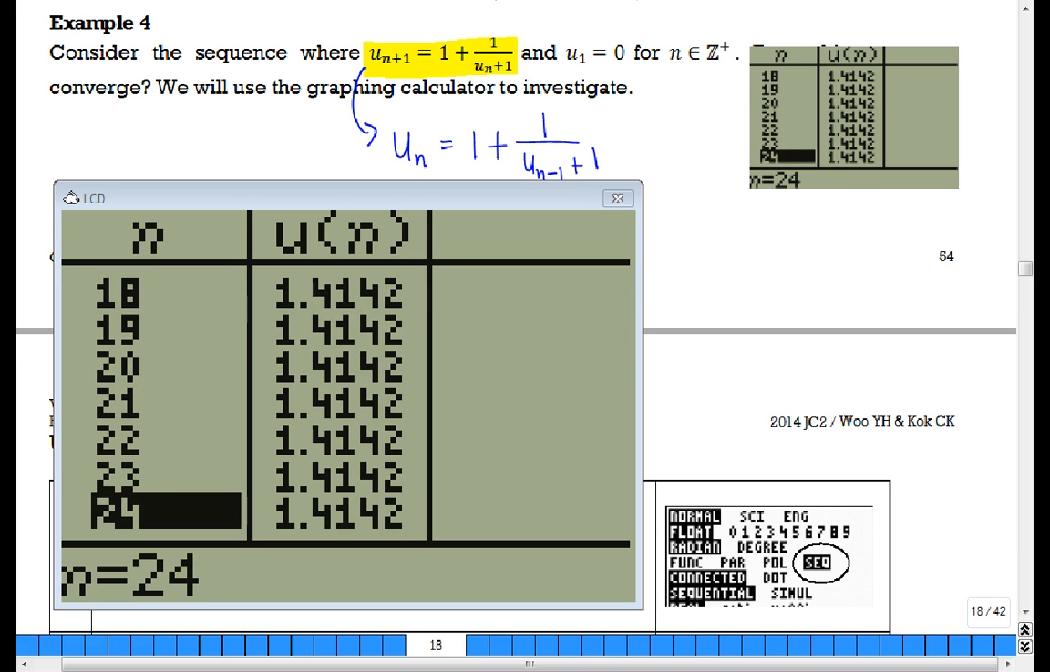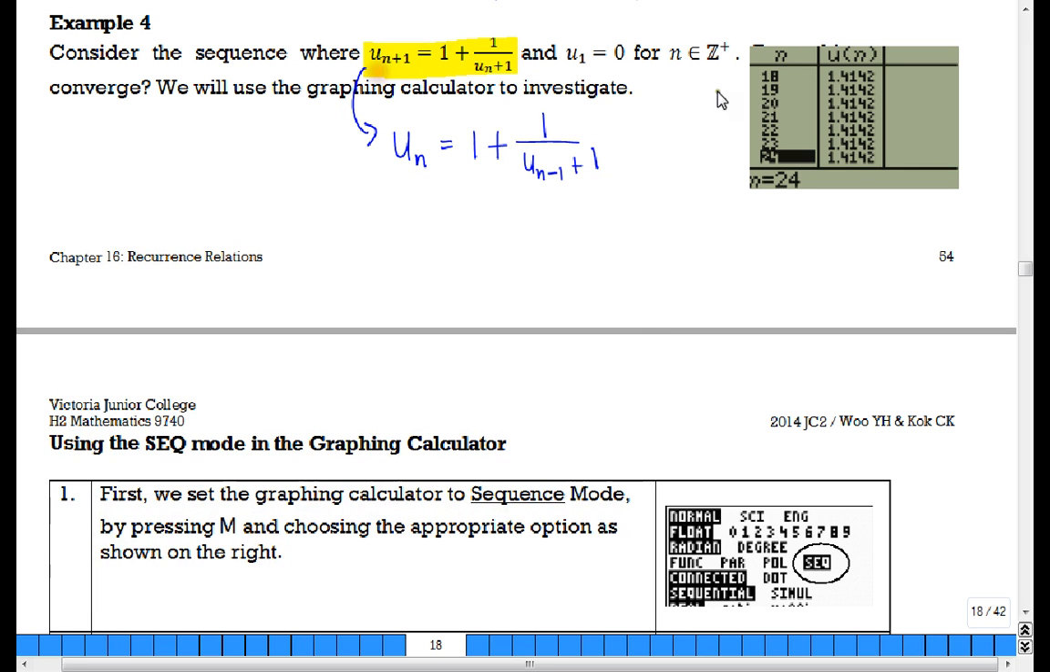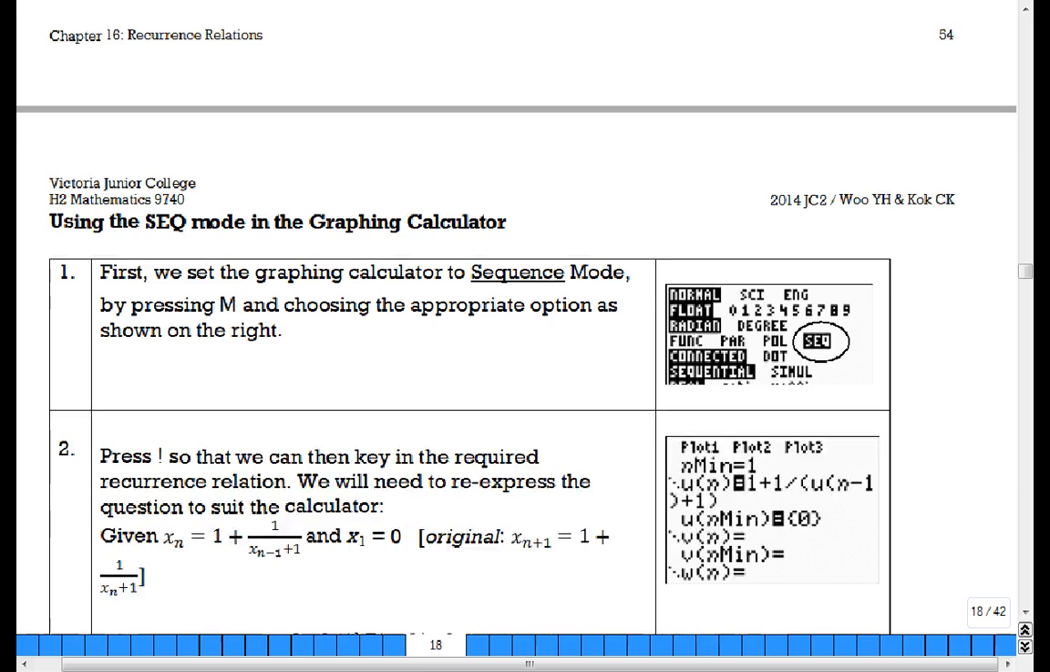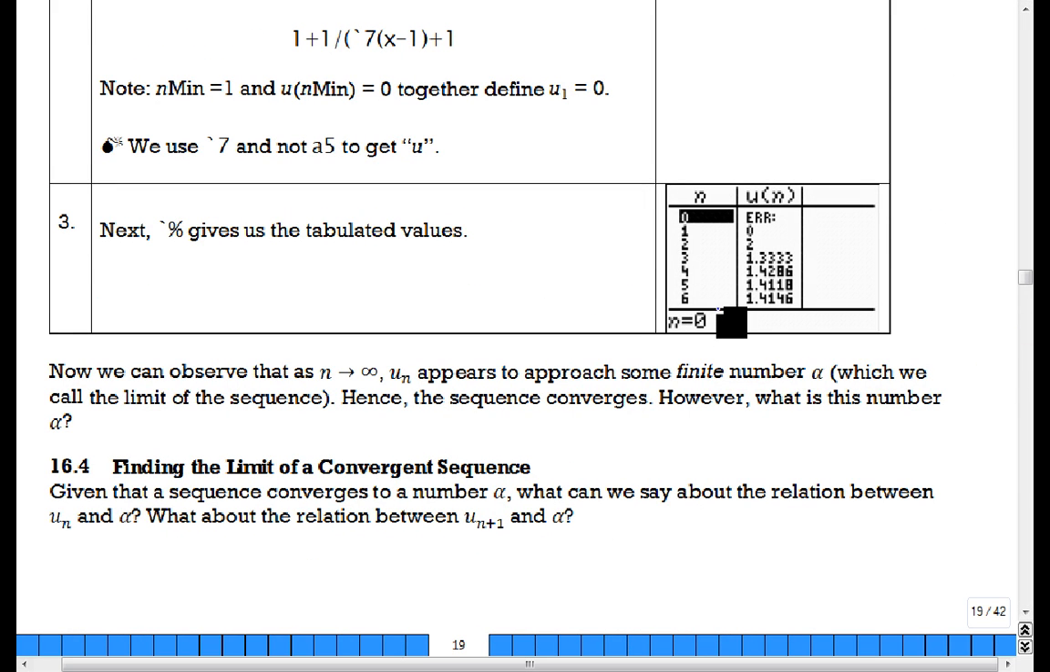Simple enough? So from the GC, it converges. What is this? Let's aim to answer this question. What is this number 1.4142? Of course, from the GC, you can get a non-exact value, which is 1.4142. What if you want to find the exact value? Can be like this. Okay?